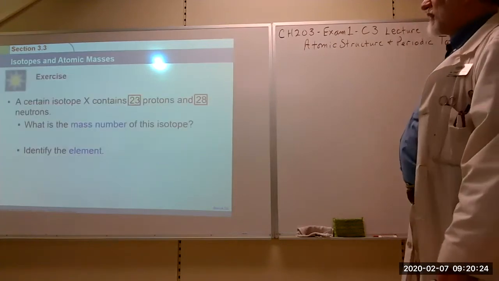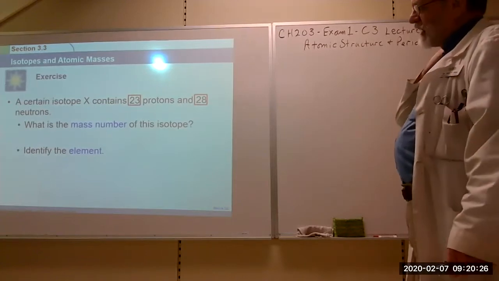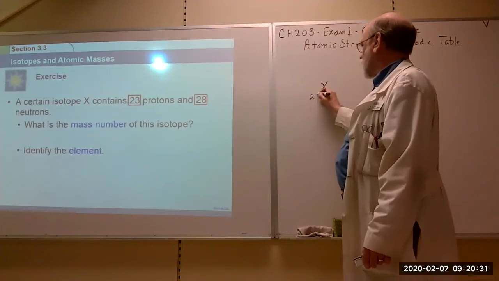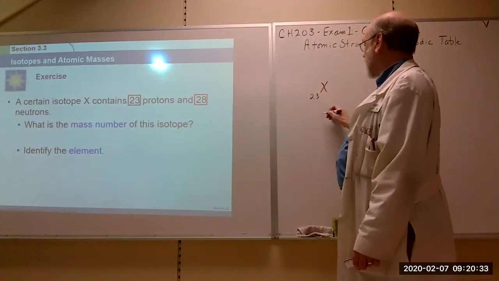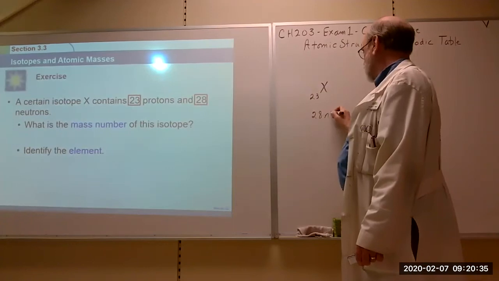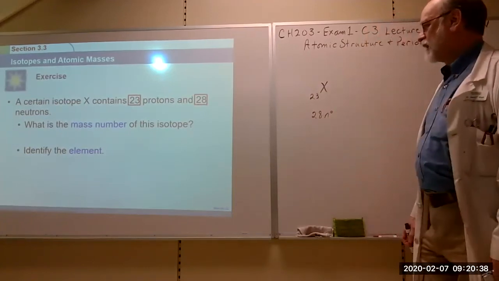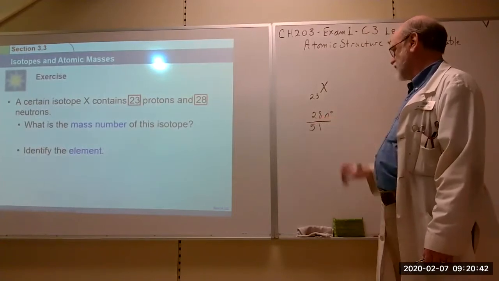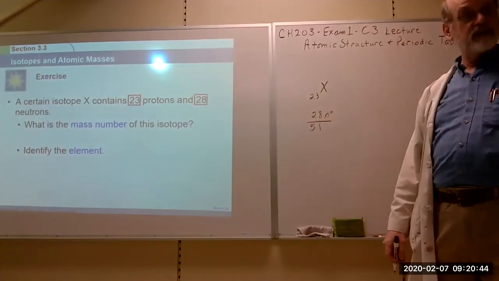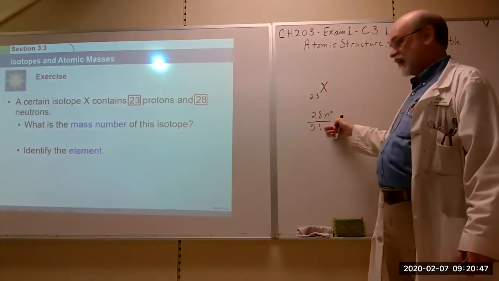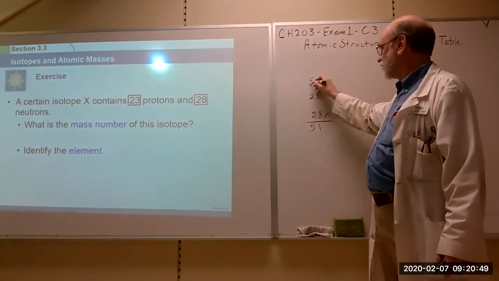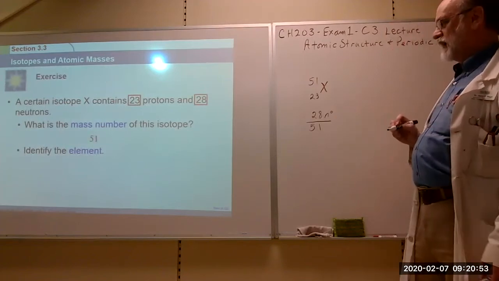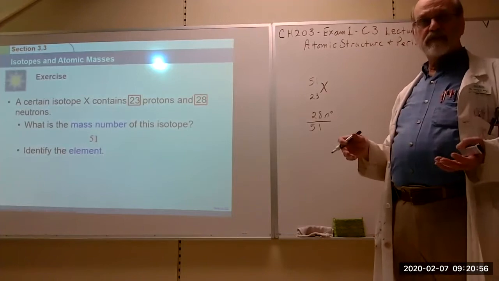So let's see if we can do some detective work. Let's say our isotope has 23 protons and 28 neutrons. Okay, what's the mass number? 51, right? Add them together. Protons plus neutrons makes the mass number. Okay, so that should come up. Here we go.